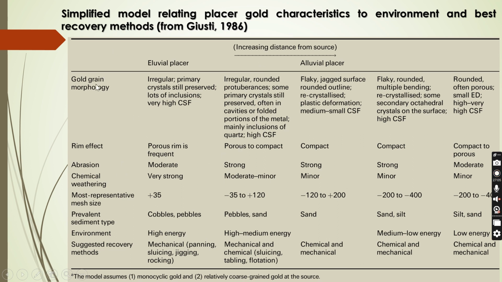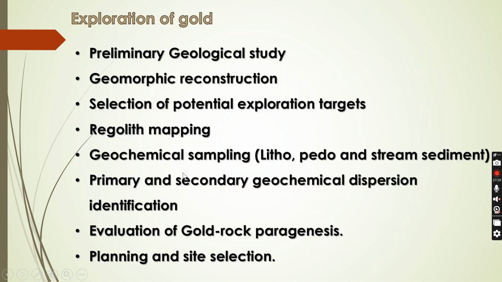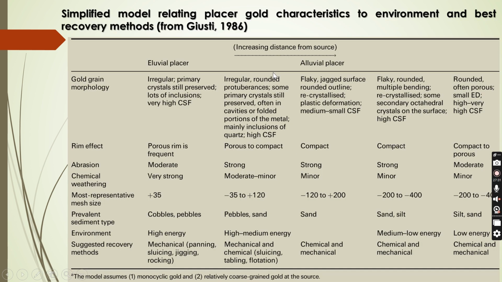So these are the different properties: gold grain morphology, rim effect, abrasion. But for whoever is interested in Archean greenstone belt and associated gold exploration, these things are not that important. This is for placer gold. However, this alluvial portion, where I am moving my cursor right now, is also important everywhere.